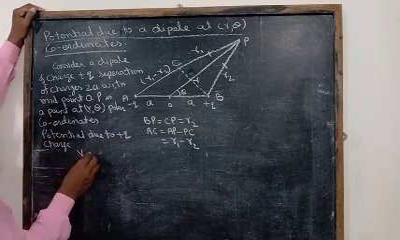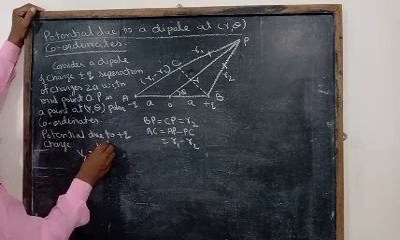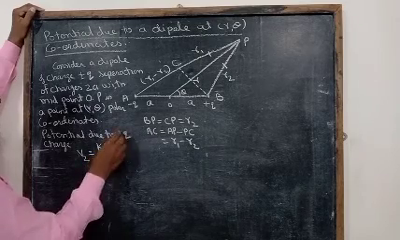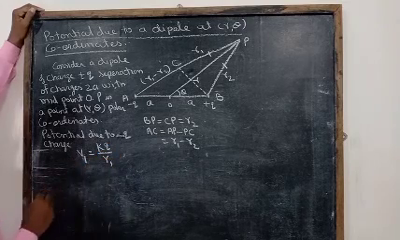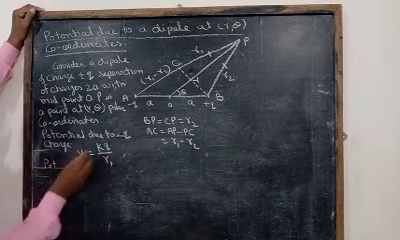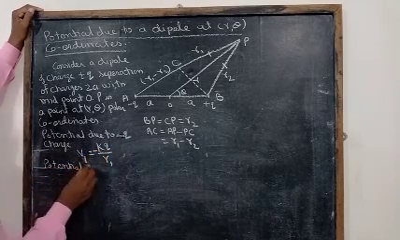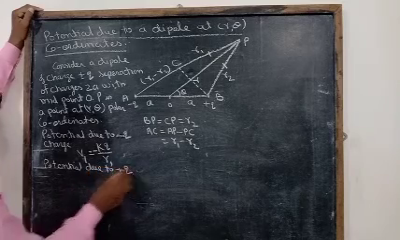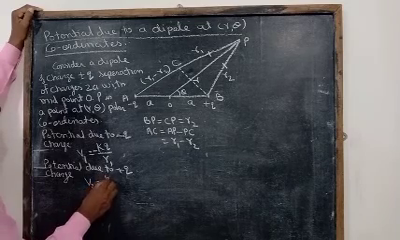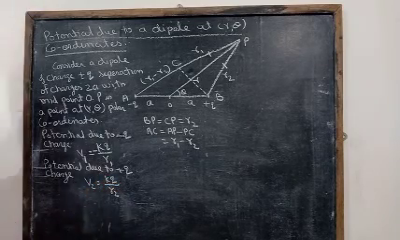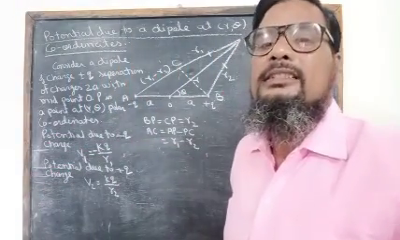Potential due to minus q charge, V1 is equal to kq upon R1, with negative sign, and potential due to plus q charge, V2 is equal to kq upon R2, because the potential due to positive charge is positive and due to negative charge is negative.